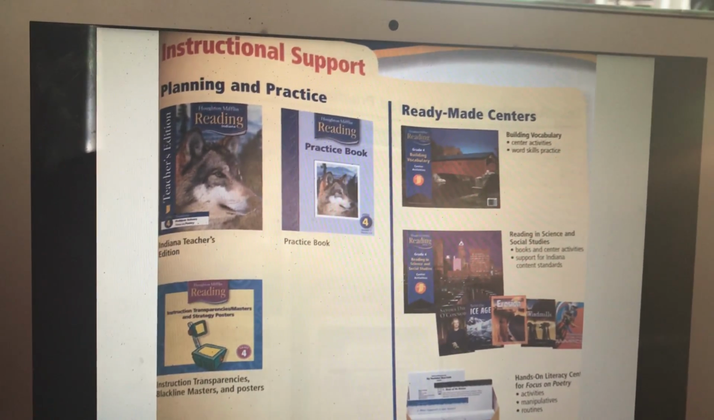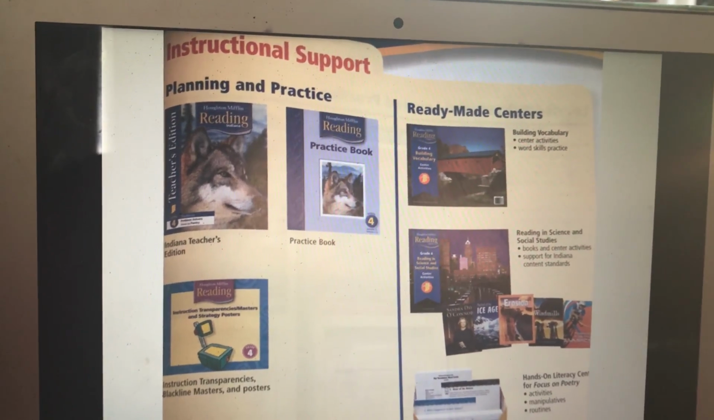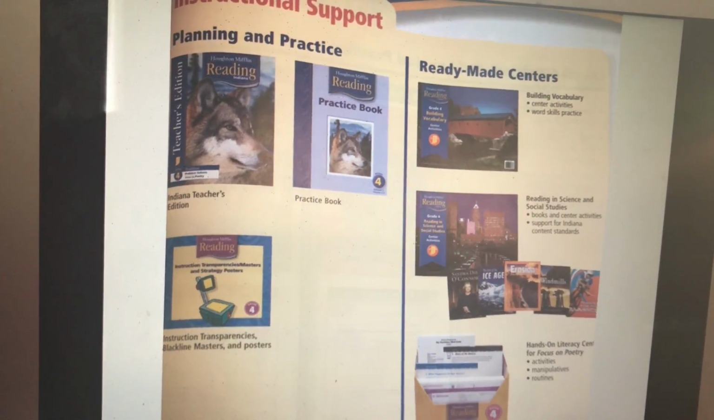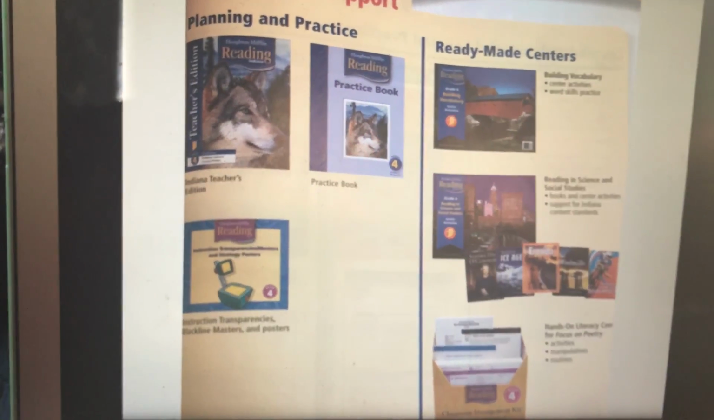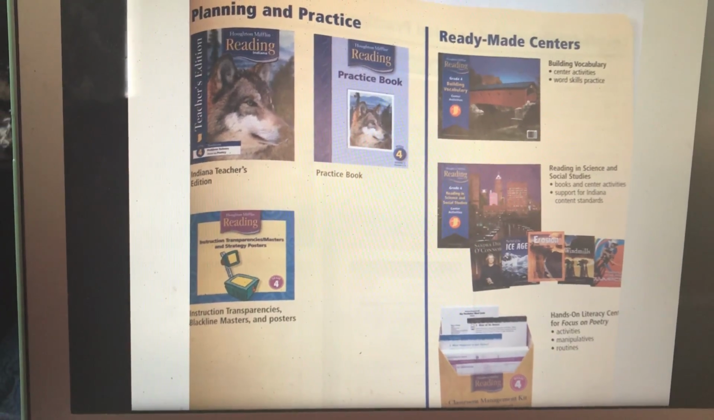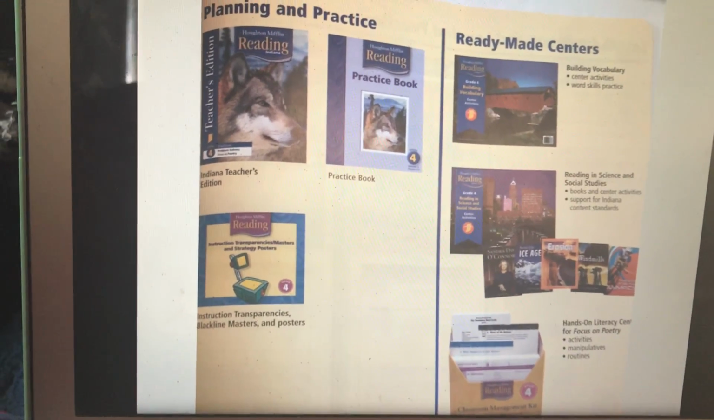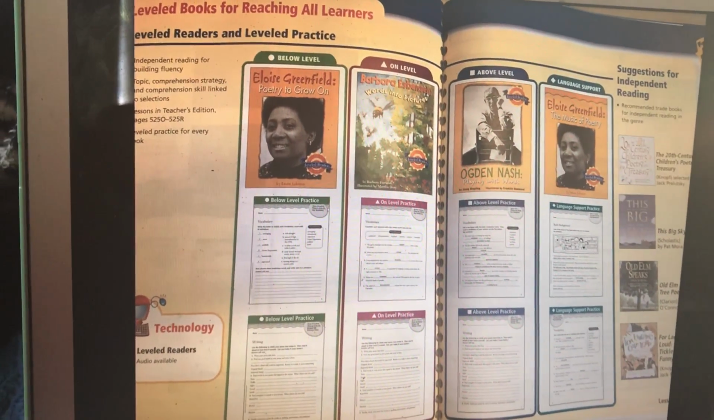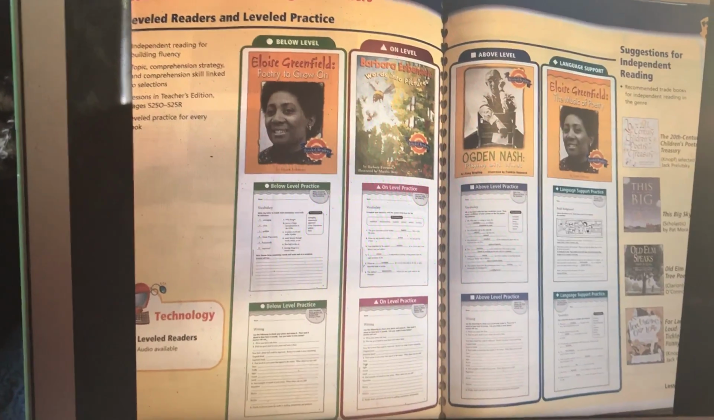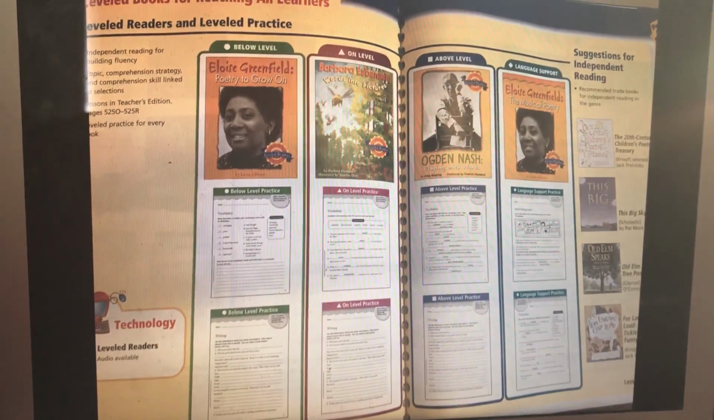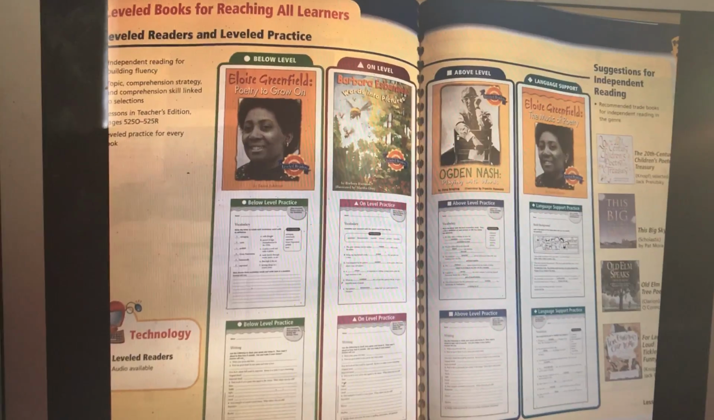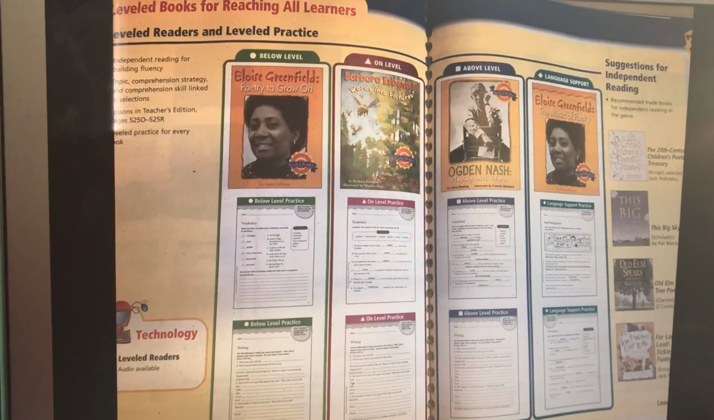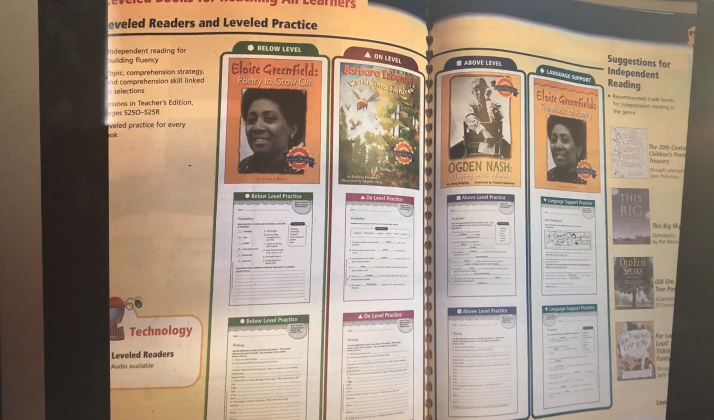This is an example about the instructional support that teachers are able to have in this book. Most schools will have the Indiana Teacher's Edition and practice book. The materials off to the right are materials all schools are able to buy extra if needed. What I found interesting about this book is that it provides worksheets and reading materials that are designed to meet the different levels of reading. You have the below, on, above, and those that need language support. There are also suggestions for independent reading.